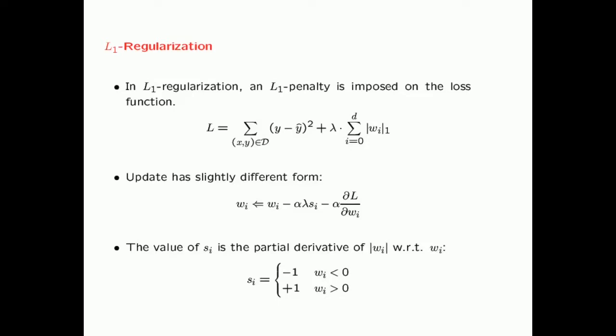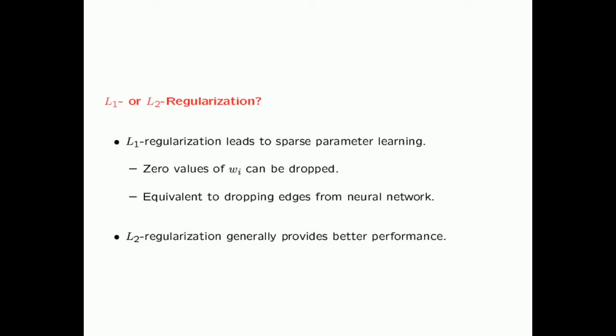Now, one question is, which one is preferable? Is L1 regularization preferable, or is L2 regularization preferable? L1 regularization has a certain property that it leads to sparse parameter learning. Many of the weights in the neural network become zero at the end of training, and these zero values of wi have no effect on the model because no activations flow through them, and they can simply be dropped. So your neural network has fewer edges, and you have regularized it by having a smaller complexity.